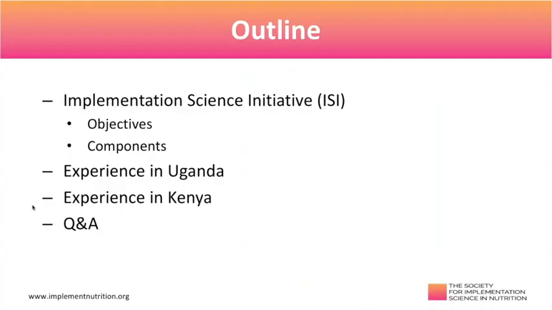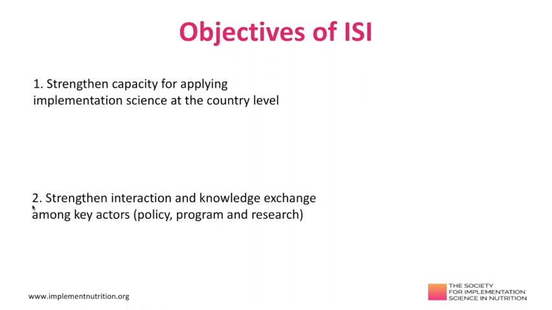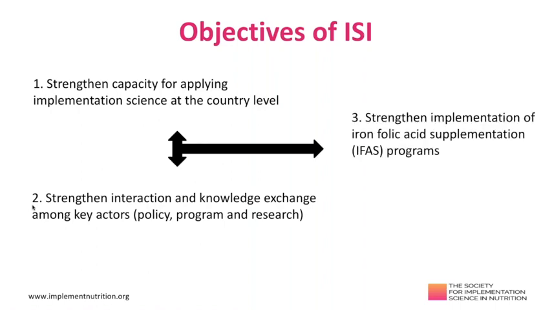So quickly, I will present the main objective of this initiative and the components, and then we'll move quickly also to the experience in Uganda and Kenya to hear more how it's happening and go with some questions. So there are 4 objectives to this initiative. The first one being to strengthen capacity for applying implementation science at the country level. The second one is to also strengthen the interaction and the knowledge exchange among various key stakeholders, being policy, program, and research. And with these 2 objectives, we also want to strengthen the implementation of iron-folic acid supplementation programs.